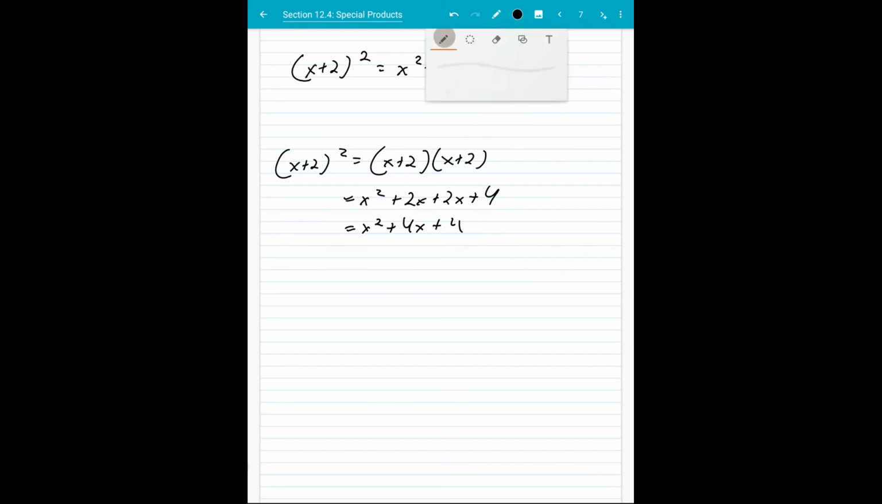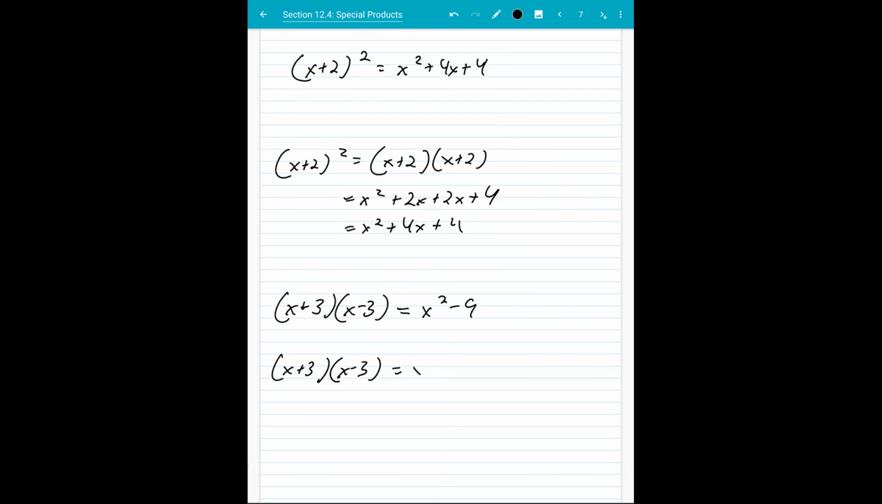So I'm not going to test you over any of these special products. If you have x minus 3, or we'll say x plus 3, x minus 3, by our shortcut method, this would become x squared minus 9. But if you want to use the long method and distribute, x squared minus 3x plus 3x minus 9. And these cross out.